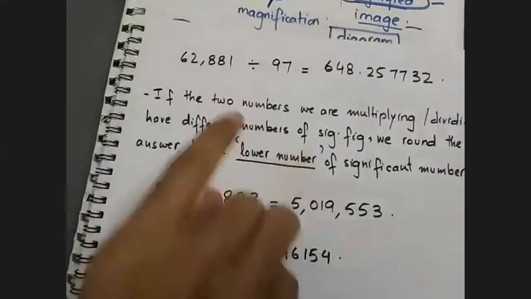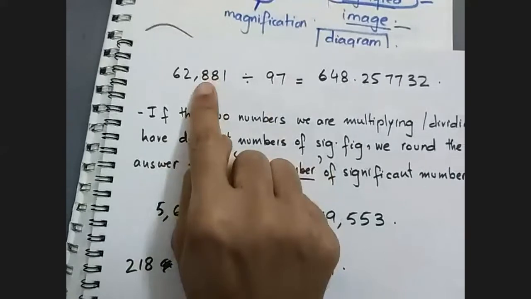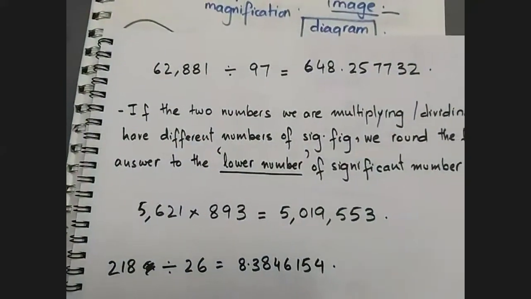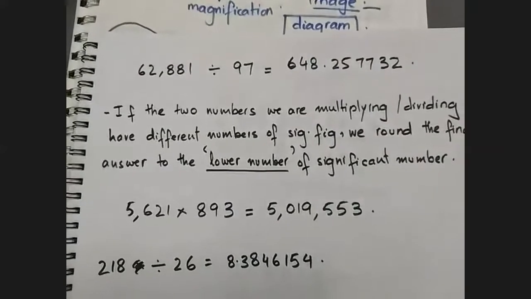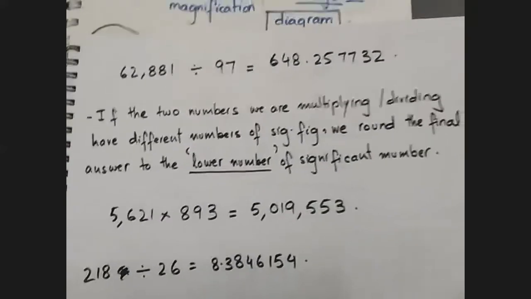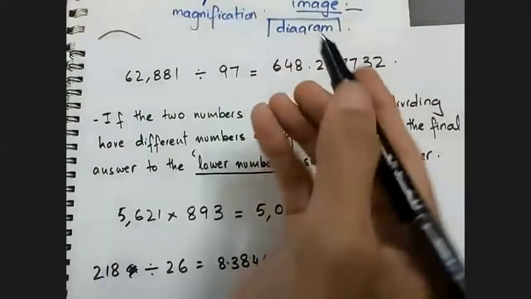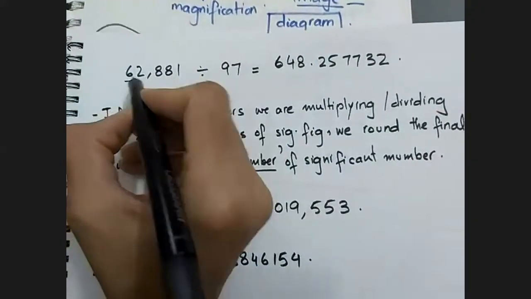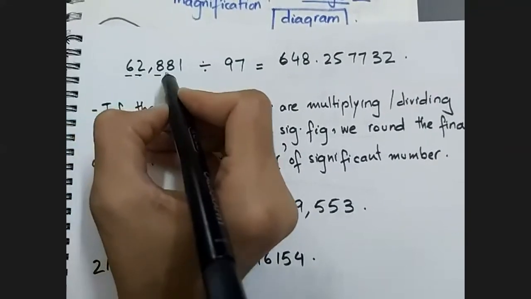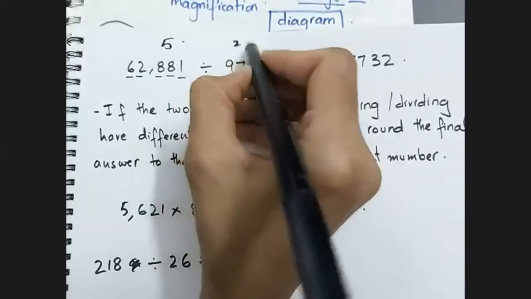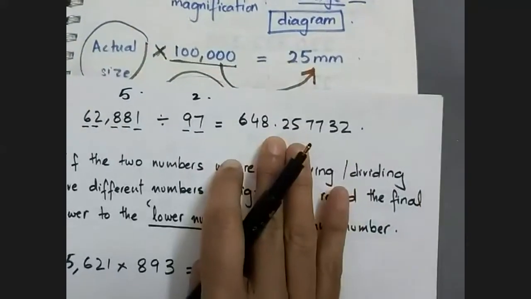Now, what about this? Who will do this? I did not explain this to you, by the way. So let me explain it, then I will ask you. How many significant digits here? 1, 2, 3, 4, 5. And these are only 2. Now, what should my final answer have?